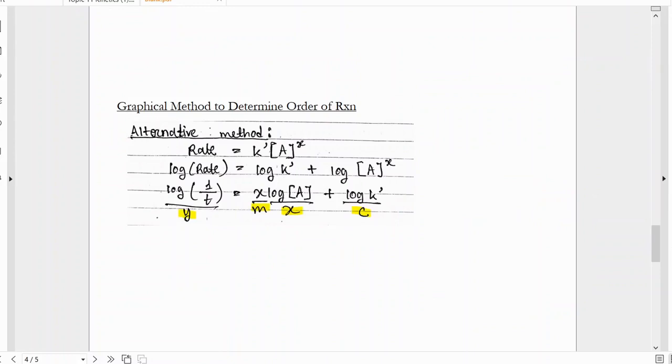That is this method. We use the rate equation, take the logarithm on both sides, obtain this expression, and plot it in the form y equals mx plus c. The power, which is the partial order, comes down here. So the gradient of this graph will give us the order of reaction with respect to that reactant. Now we can move on to the Arrhenius equation.